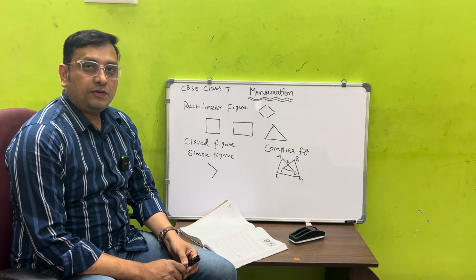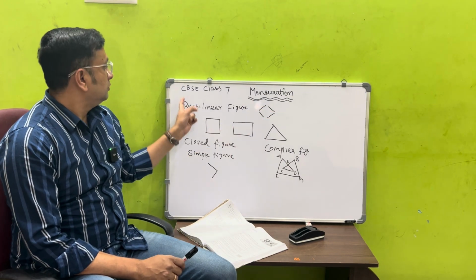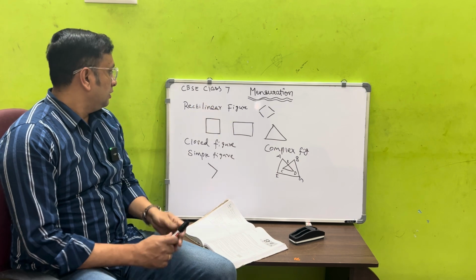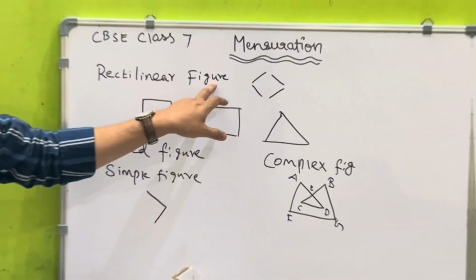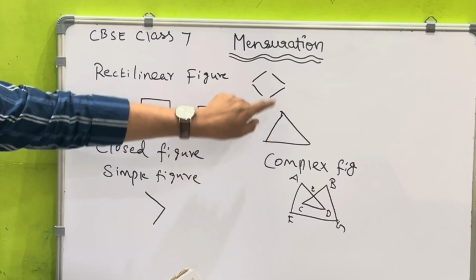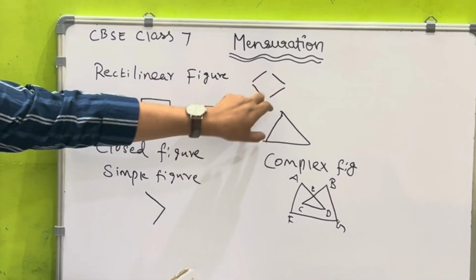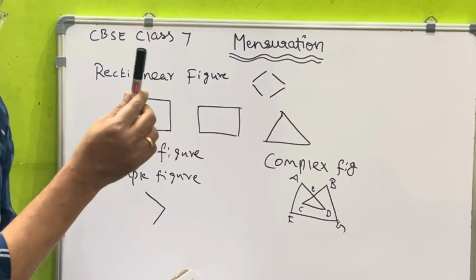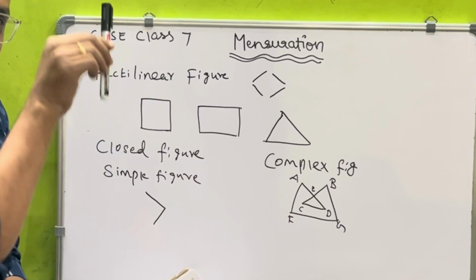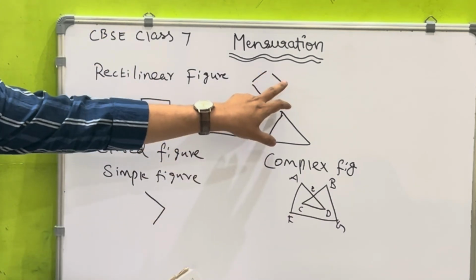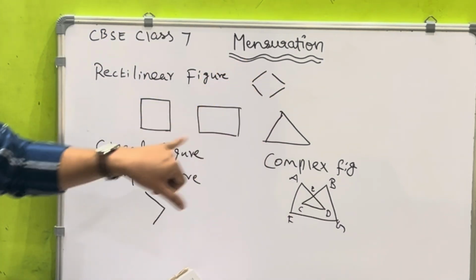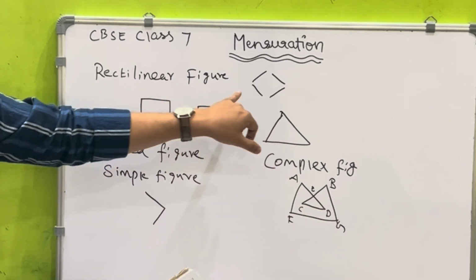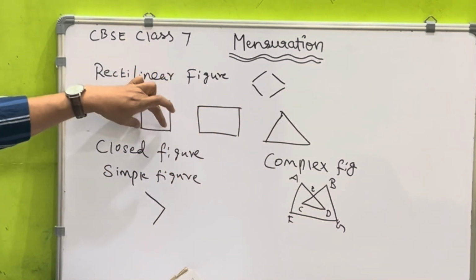Dear students, today we will see about mensuration, CBSE Class 7. So, rectilinear figure. Whenever a figure is made up of multiple line segments, consider these as matchsticks. If you construct something using the matchsticks, we will get some 2D shape. So all these things are rectilinear figures because they are made up of multiple line segments.